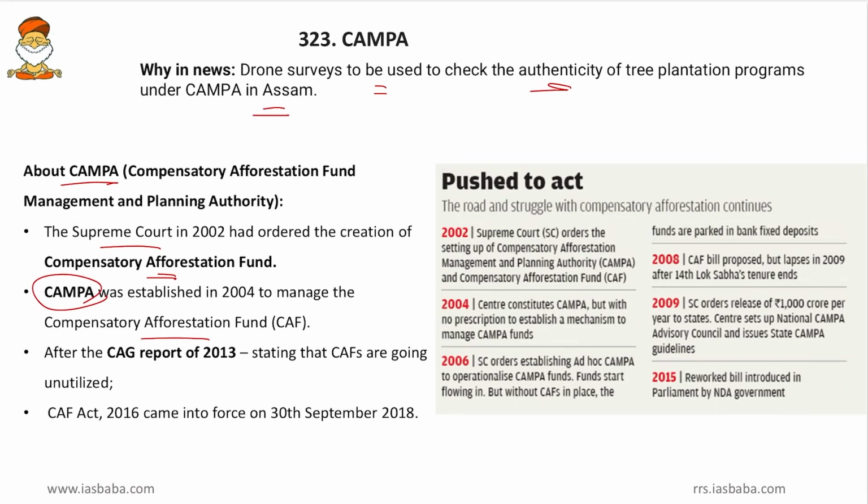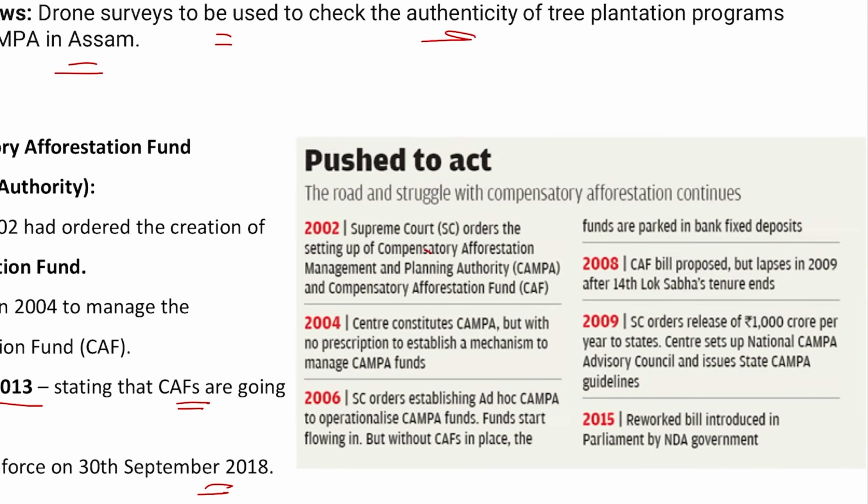And then in 2013, the CAG came up with a report and it stated that the CAFs are not being utilized properly and several funds are lying idle. So in this context, the CAF Act, or the Compensatory Afforestation Fund Act 2016, came into force on 30th September 2018. So here is a timeline which shows how CAMPA has evolved to become a large institution in itself.